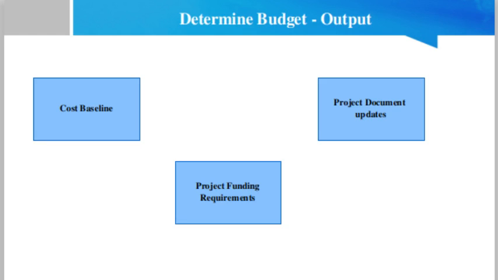Project document updates. Project documents that may be updated as a result of carrying out this process include but are not limited to cost estimates. Cost estimates are updated to record any additional information. Project schedule. Estimated cost for each activity may be recorded as part of the project schedule. Risk register. New risks identified during this process are recorded in the risk register and managed using the risk management process.